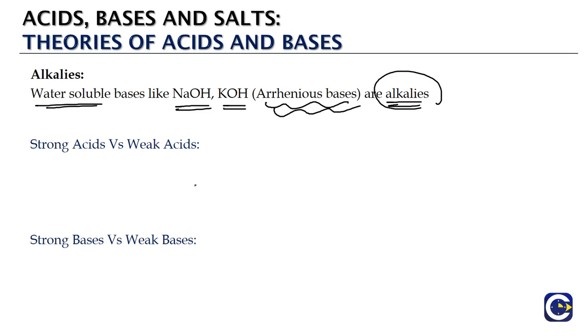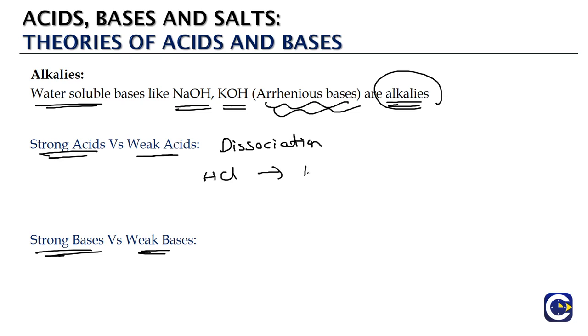Now there is a classification of acids and bases as strong acids versus weak acids and strong bases versus weak bases. This is based on the extent of dissociation, that is, how much the substance can actually undergo dissociation. For example, if we have an acid like HCl, it is going to undergo almost complete dissociation, so we call it a strong acid.